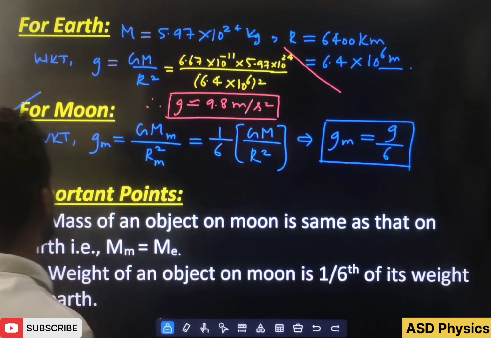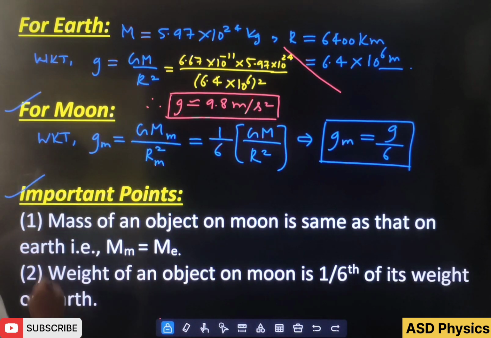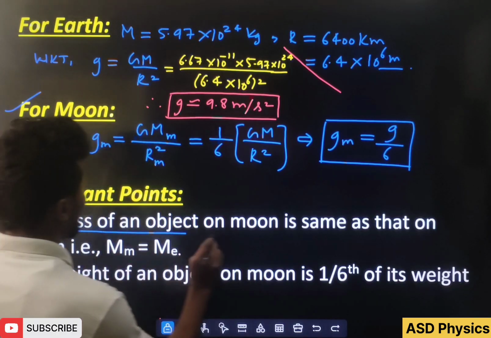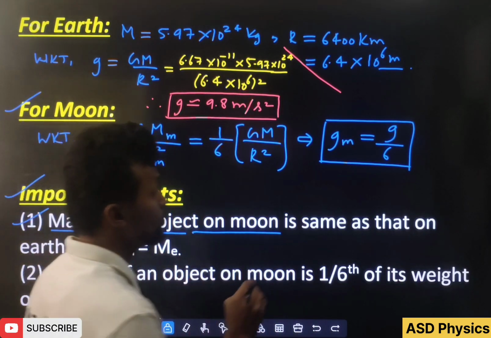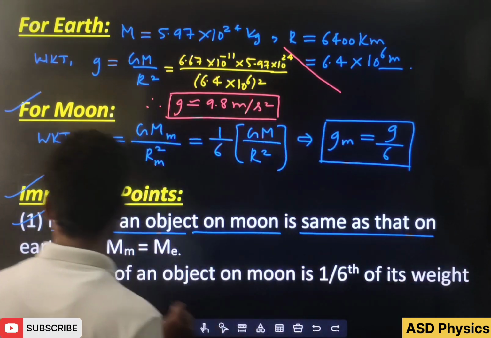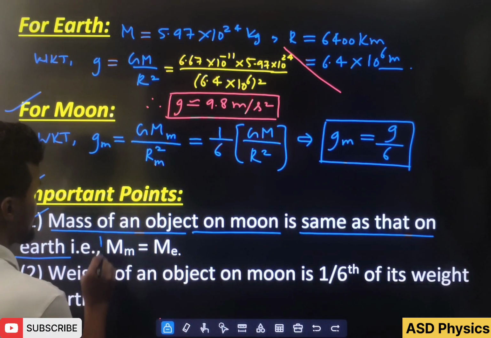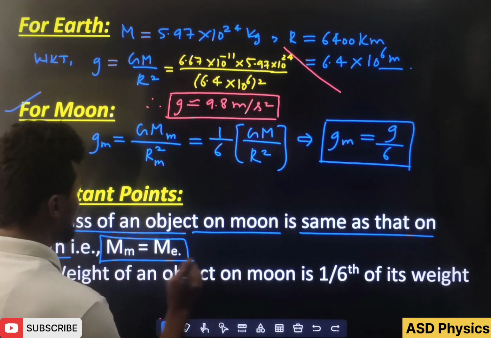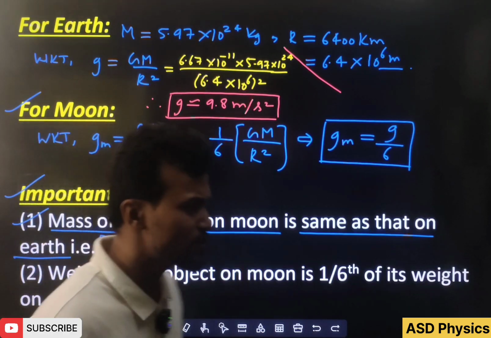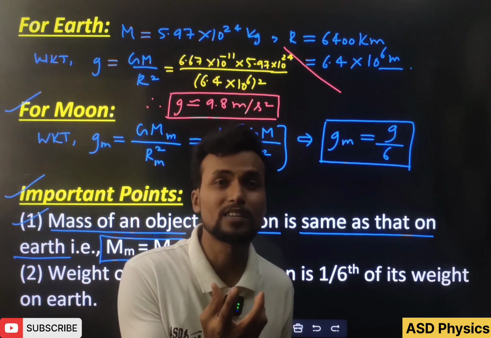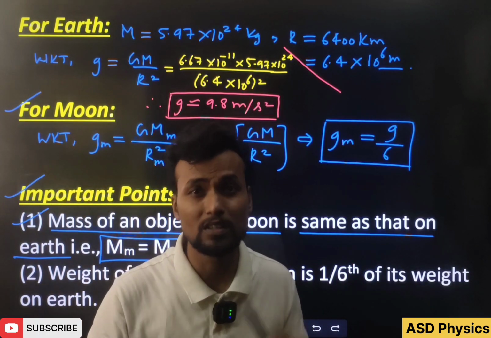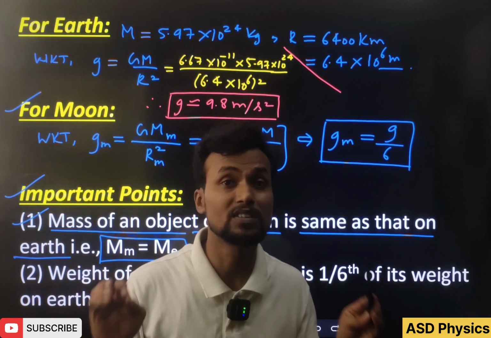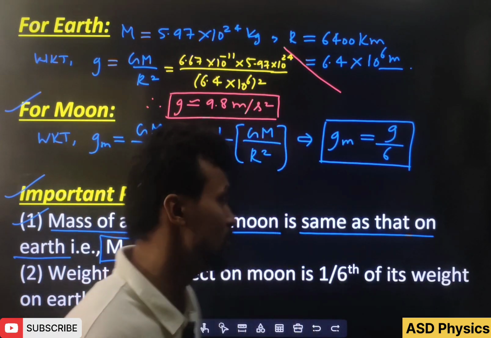Great. Now let's see some important points. The first important point: the mass of an object on the moon is the same as that on the earth. Mass on the moon is equal to mass on the earth, because mass is just the quantity of matter present in a body. So mass anywhere, on the moon, earth or any planet, will always remain the same, it will not change.